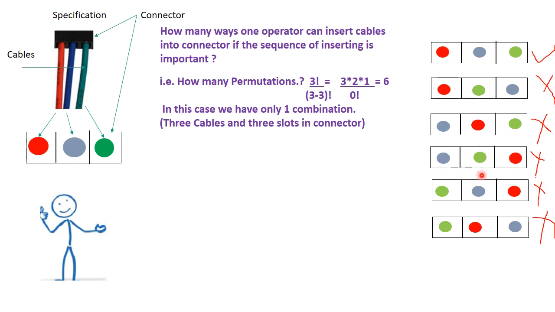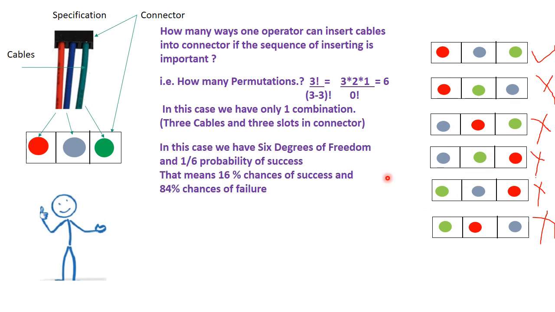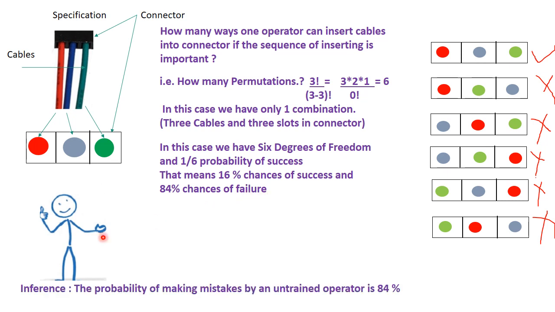That means there are 6 degrees of freedom. There are 6 ways one can insert these 3 cables into 3 cavities of the connector, and the probability of success is only 1 out of 6. So that means 16% chances of success and 84% chances of failure. The inference is that the probability of making mistakes by an untrained operator is 84% in this case.